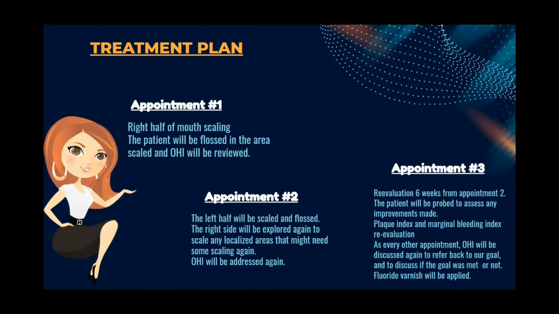For our treatment plan, we want to treat her in 3 different appointments. Appointment 1 will be scaling the right half of her mouth. She'll be flossed. We will be going over oral hygiene instructions to see if we need to modify anything to help improve her plaque index score. For appointment number 2, we'll be going over the left half instead, and it will be flossed as well.